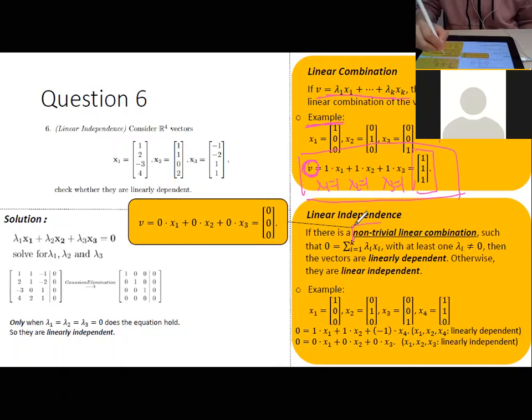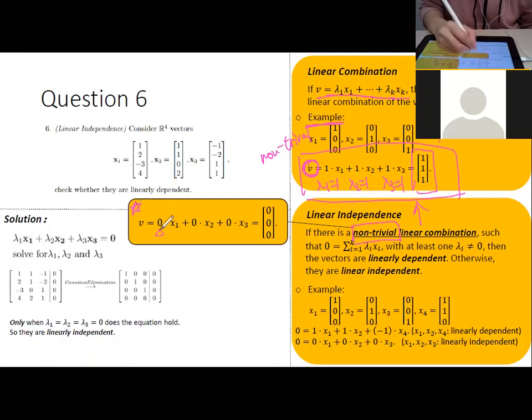And I think you still remember how to judge a solution is trivial or non-trivial. So it's obvious this solution is non-trivial since at least one of them is not 0. So this is called non-trivial linear combination. So what is a trivial linear combination? Please see this yellow block.